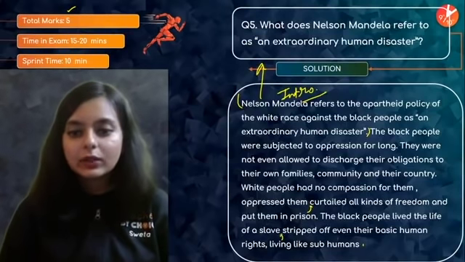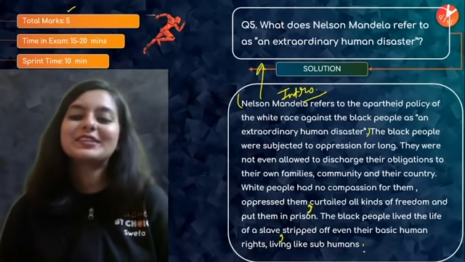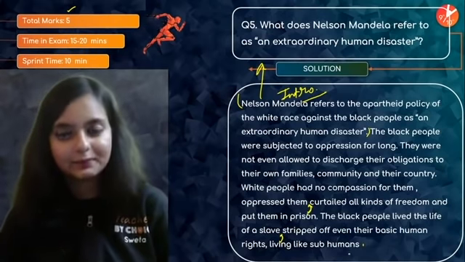Okay, I missed out the comma here. Do not miss out on any punctuation. So this is the correct answer, and this is how you need to approach this answer.